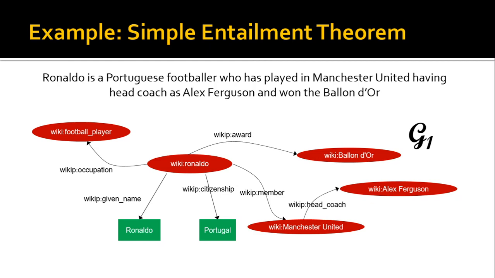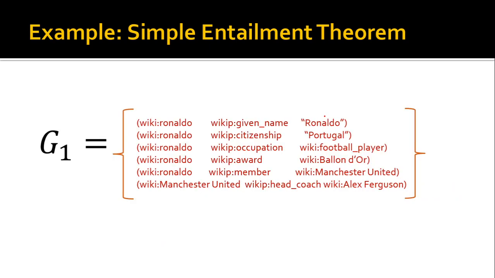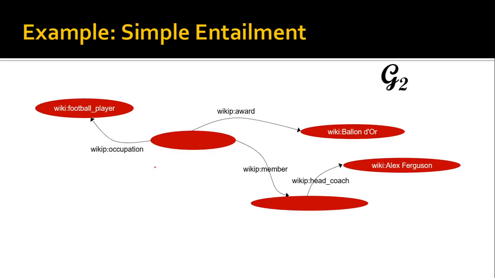So let us think of this to be your G1, the graph which you want to query, right? If you serialize or linearize this graph, it will be transformed into a set of triples, right? We're just flattening out the triples from the graph. Now this is your query graph.